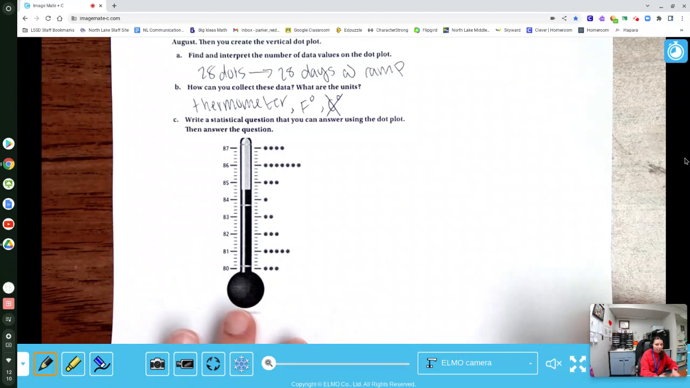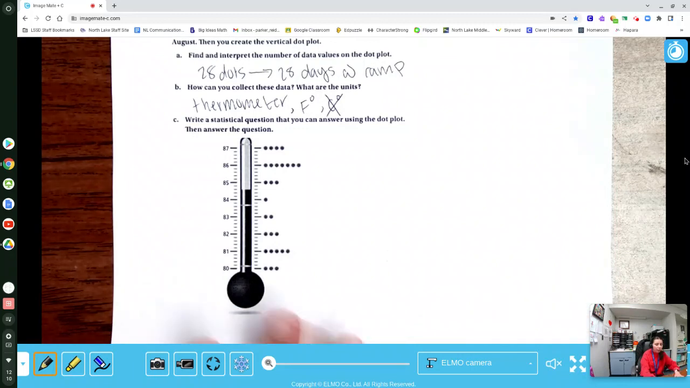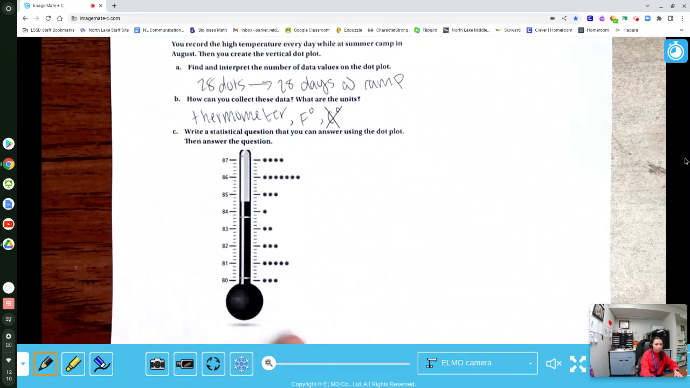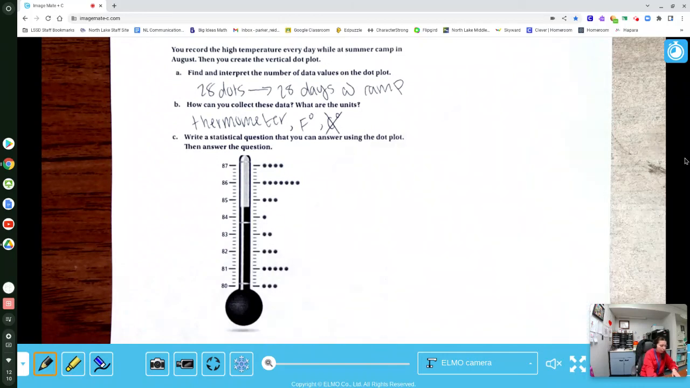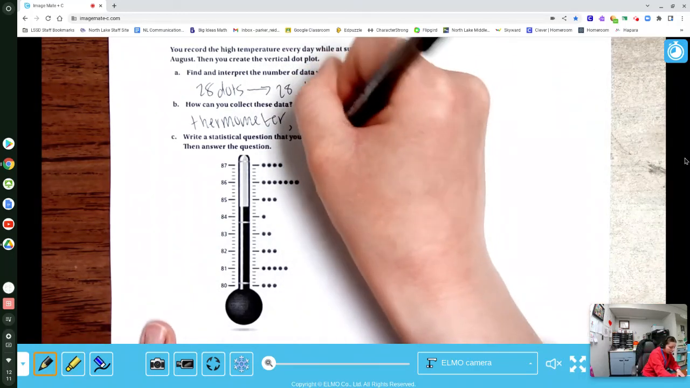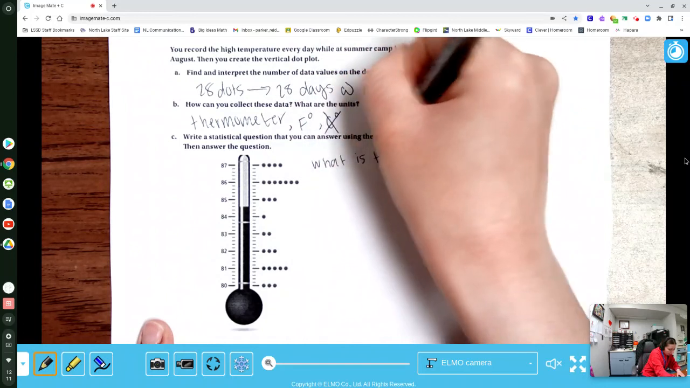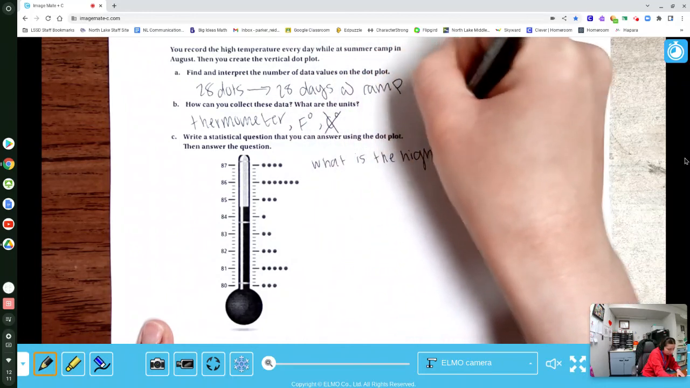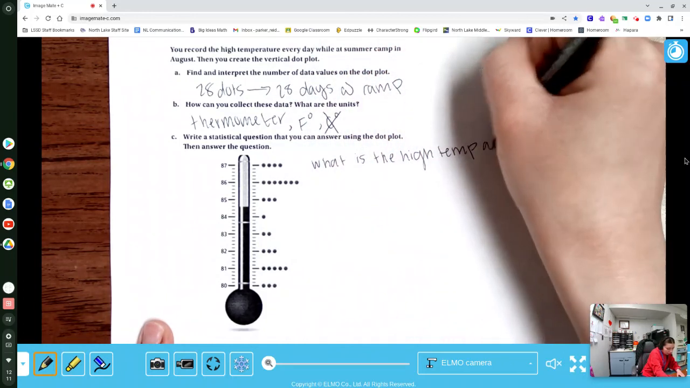And finally, write a statistical question that you can answer using the dot plot, then answer the question. So we want to think, what could I answer using this information? Well, it shows me the high temperature at summer camp each day. So what if I asked, what is the high temperature at summer camp each day? That is a statistical question because we can see it is not the same every single day. There's not one answer. So our question is, what is the high temp at camp?